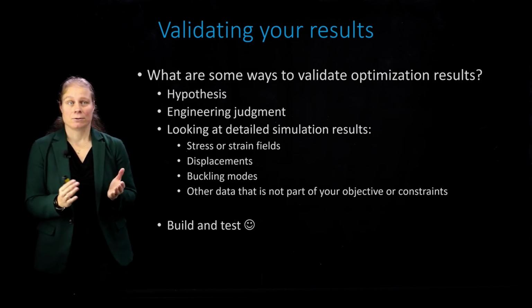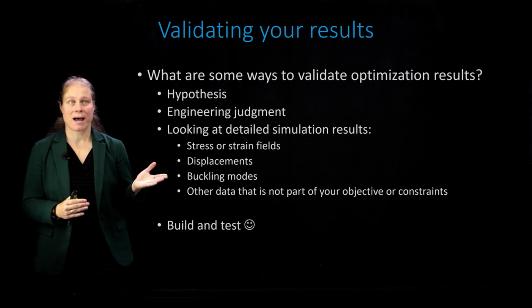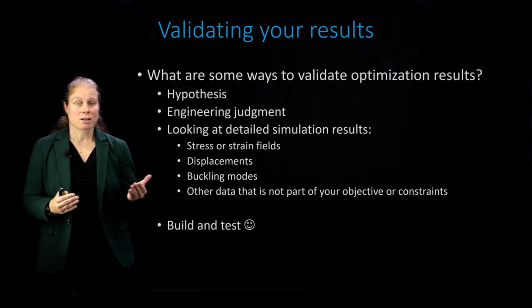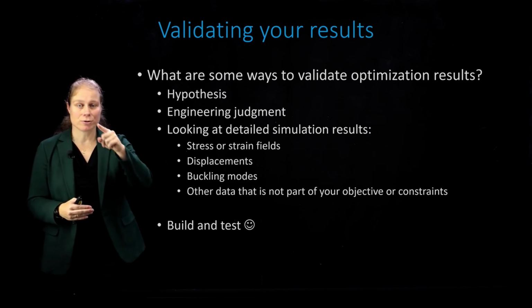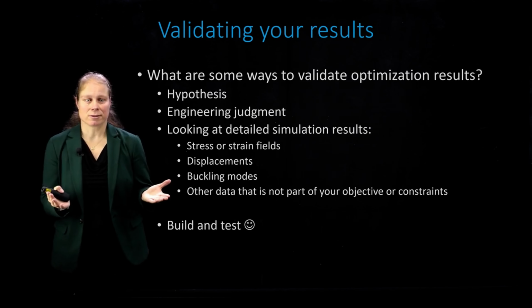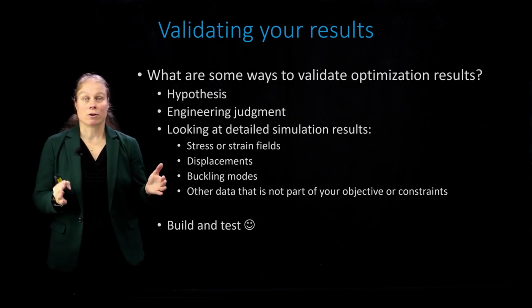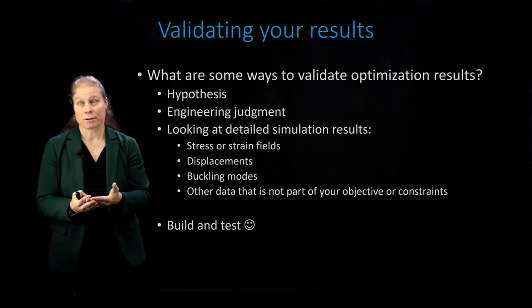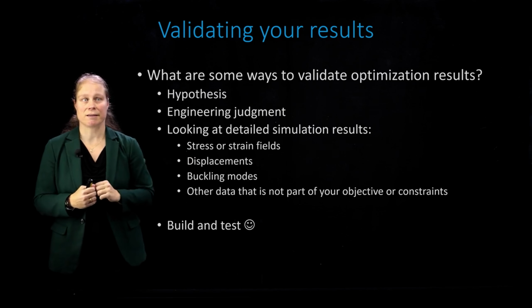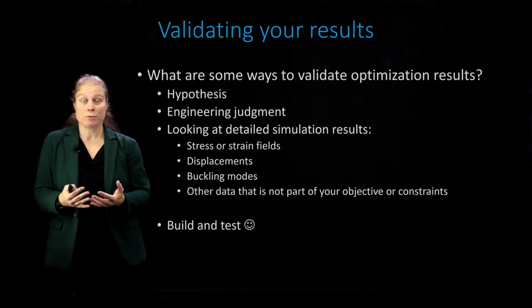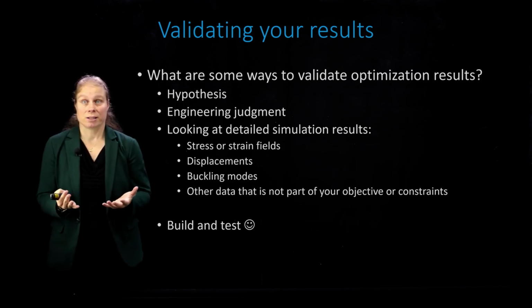And then, I think the most important thing after your hypothesis is looking at detailed simulation results. When you run an optimization, you tend to look at your convergence plots and say, oh, look, it's converging, etc. Oh, look, this final result is so much better. But we often forget to go back and look at this optimum result. Look at things like stress or strain fields or flow fields, if you talk CFD, displacements, buckling modes, other data. If it's geometry, you actually want to plot the geometry and make sure it makes sense.